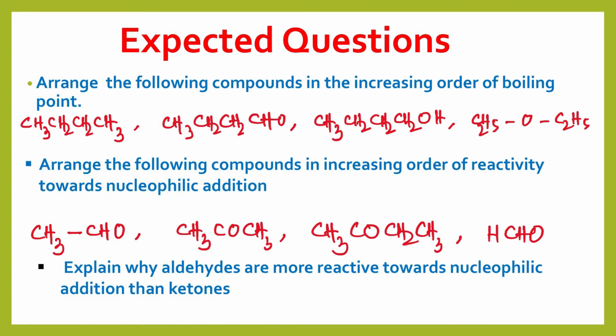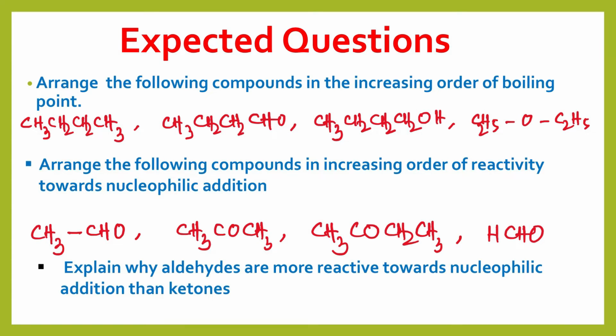Next question: arrange the following compounds in increasing order of reactivity towards nucleophilic addition, also displayed on your TV screen. Let us have a look here. Reactivity towards nucleophile: the first compound is acetaldehyde, then acetone, then butanone, then formaldehyde. Can you tell me, students, which one is the most reactive towards nucleophilic addition among these four compounds?